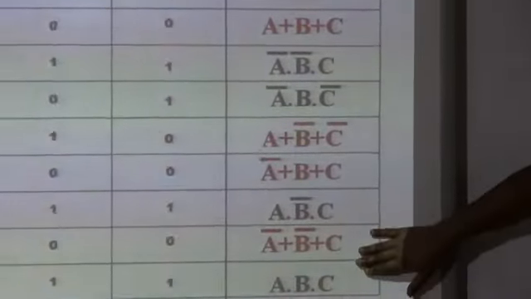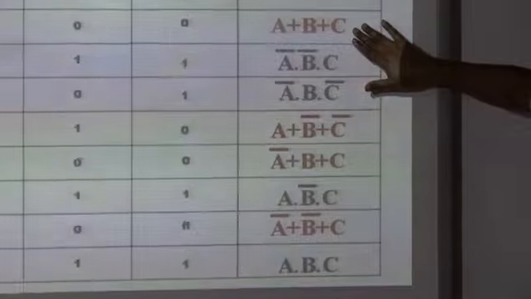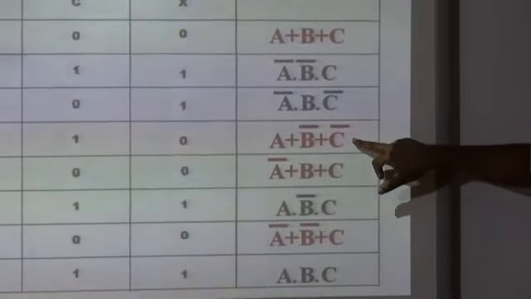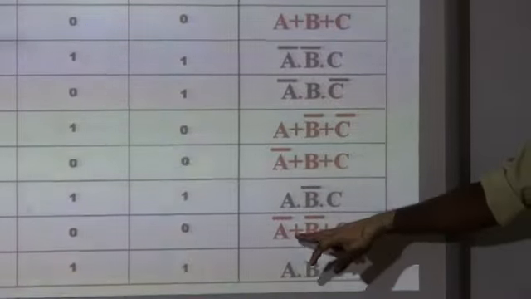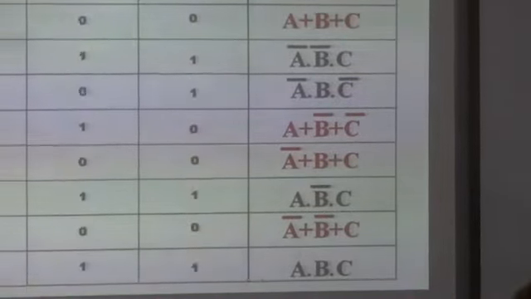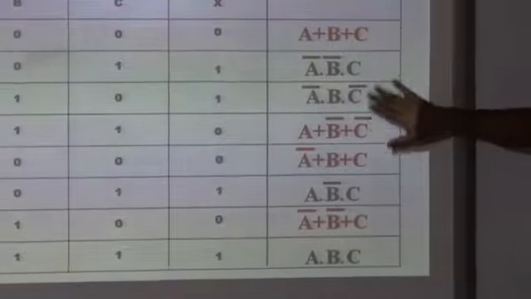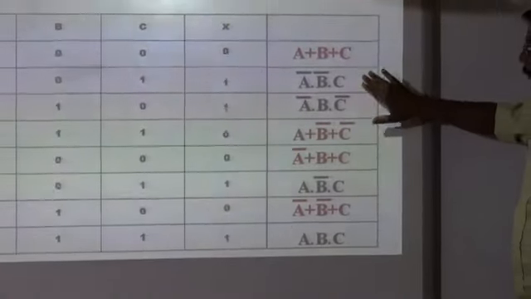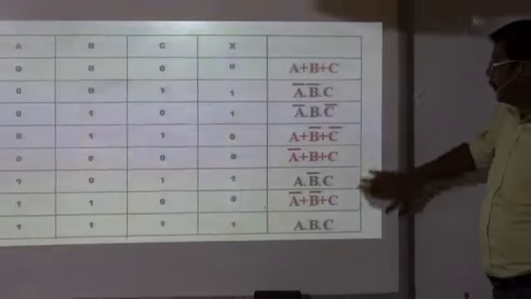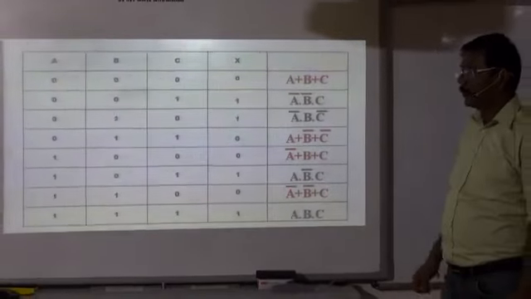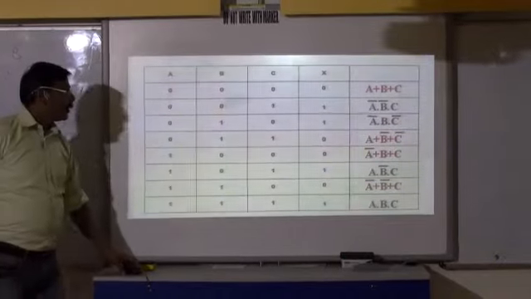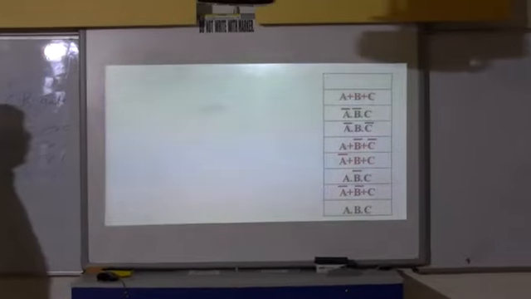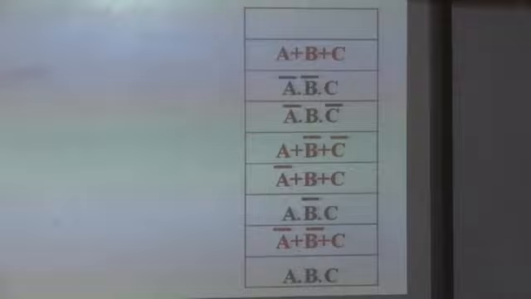Whatever I've written in red, these are the max terms: A plus B plus C, A plus B complement plus C complement, A complement plus B plus C, A complement plus B complement plus C. While whatever is in the black color, these are all min terms. Clear? Good. Okay. So we have got the max terms and the min terms.